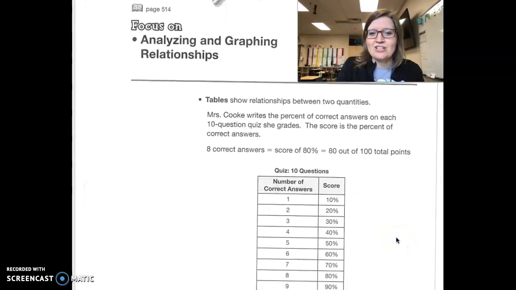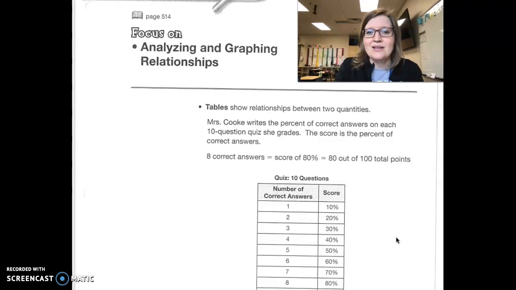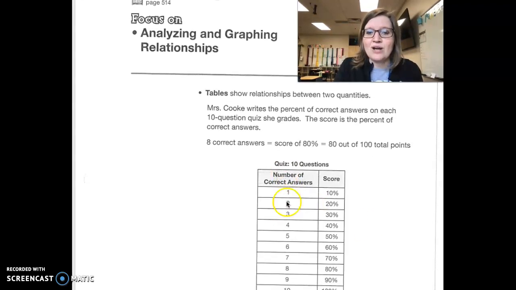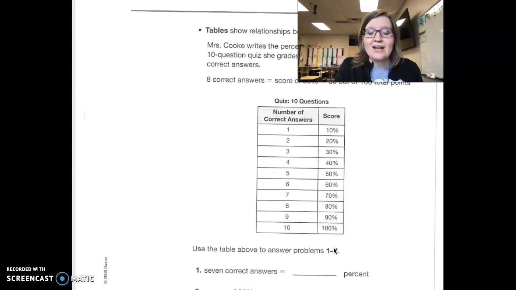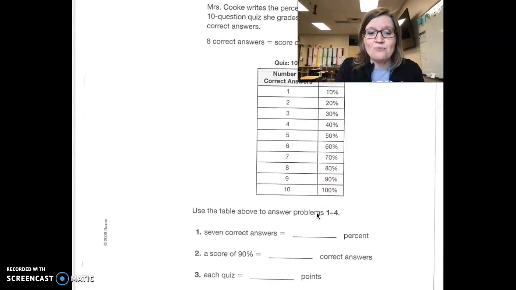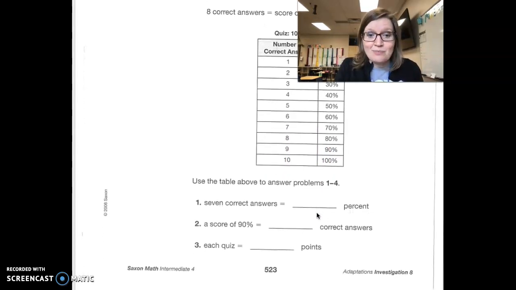Tables show the relationship between two quantities. In this situation, we have a table where it shows the number of correct answers and the score. And you can see that 8 correct answers gives you 80%, or 8 out of a total of 100 points. And I love how they have it in percentage. It really keeps it nice and even. So we need to look at the table and do some work.